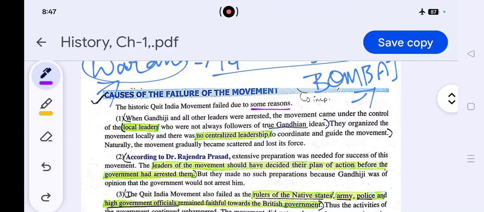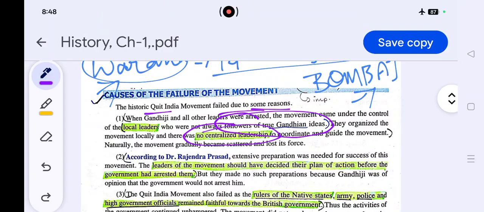Now, during this, Gandhiji and several other big leaders were arrested and the local leaders had to take over. But it is important to remember that not all the local leaders were followers of true Gandhian ideas. So, as a result, the Gandhian principles were not particularly followed. They organized the movement locally and there was no centralized leadership, because they were already arrested. And for a movement, if there is no centralized leadership, then the coordination and the guidance is missing. So naturally, the movement gradually became scattered and lost its force.